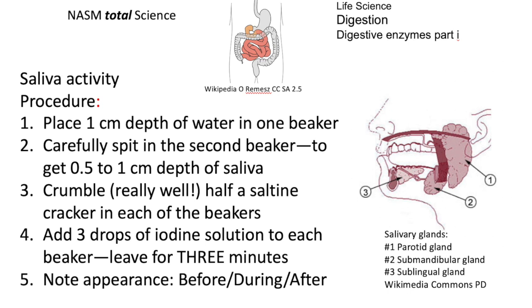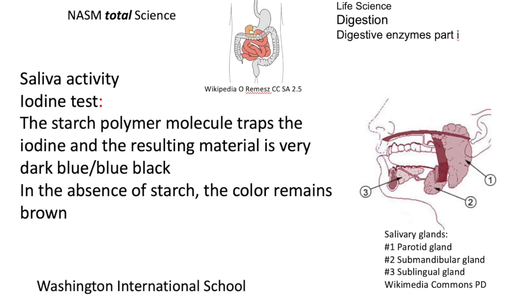So you're going to put about 1 centimetre depth of water in one of the beakers and carefully spit into the second to get about 1/2 to 1 centimetre depth of saliva. Crumble half a saltine cracker well in each of the beakers, and you'll add 3 drops of iodine solution to each beaker. Leave for 3 minutes, but note the appearance thoroughly before, during, and after.